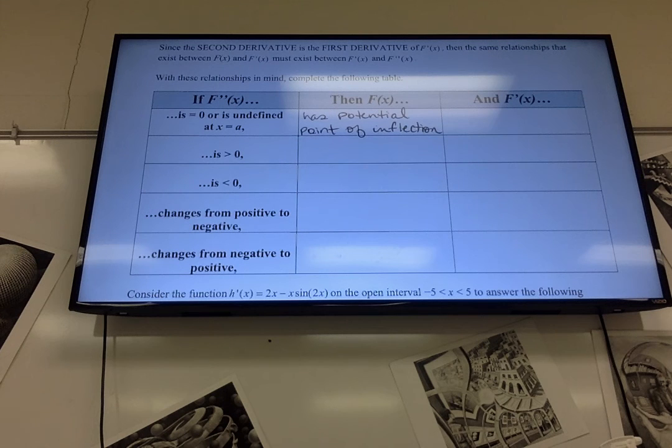Now, what you were telling me, Faith, was between f double prime and f prime, then that means that f prime of x has a possible relative max or min, because f prime of x would be increasing or decreasing. And at 0 or undefined would be the critical values of f prime of x.